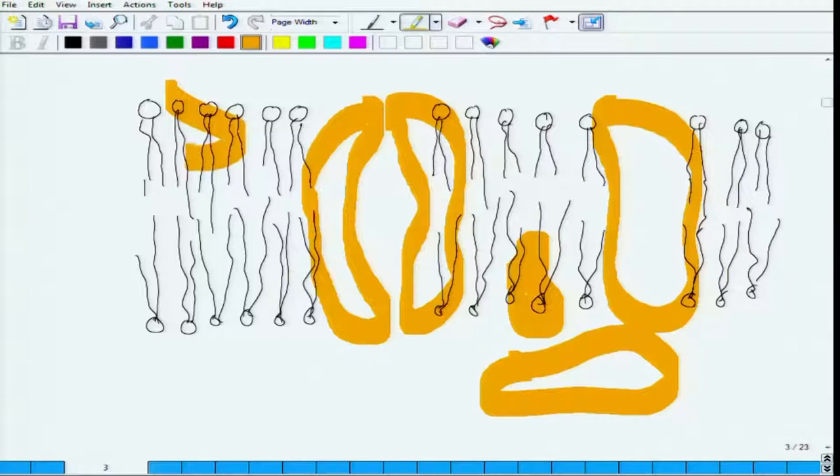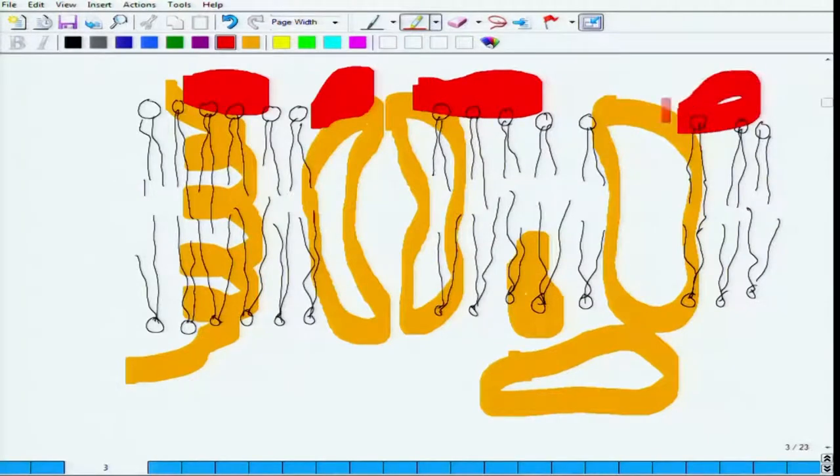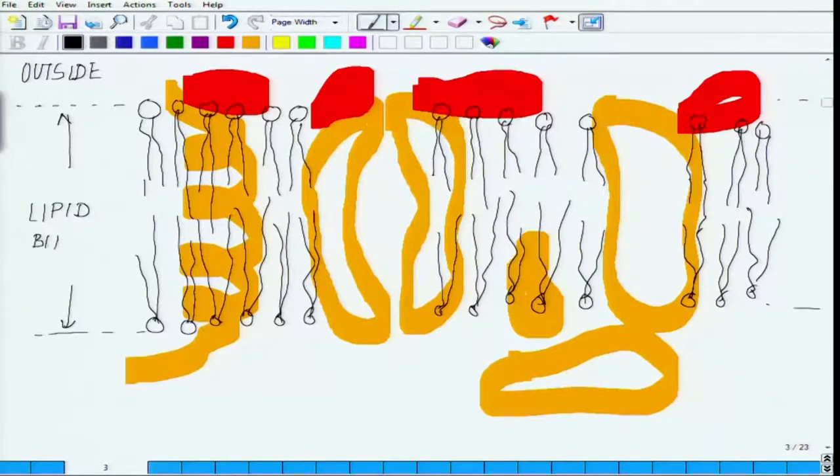Again, there are certain integral proteins which are moving through the membrane like this, and apart from it you have a whole bunch of carbohydrate molecules which are sitting, decorating the surface like this. And let me label it, that will make more sense to you. So this is the outside of the cell, and this is the lipid bilayer out here, the lipid bilayer, and this is inside the cell as I was drawing previously.